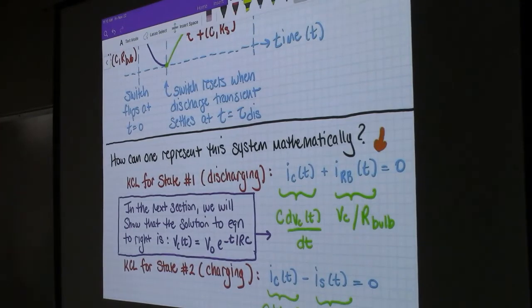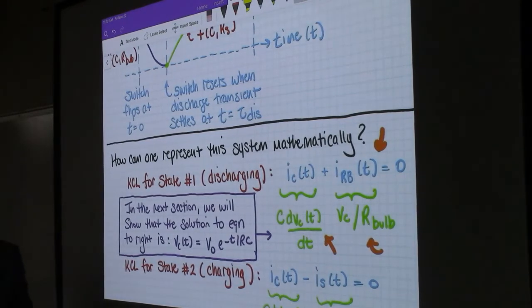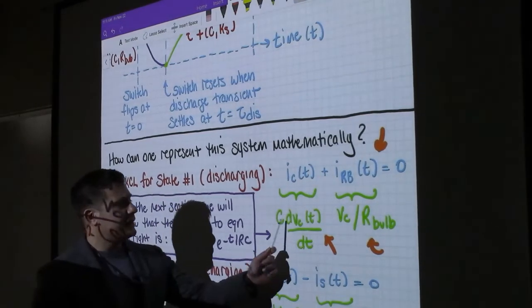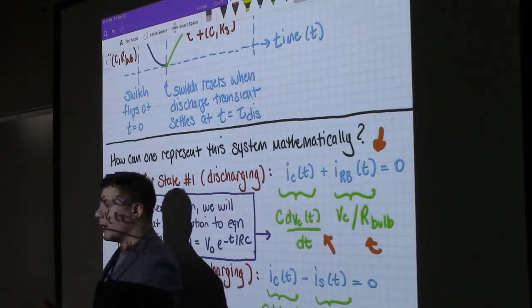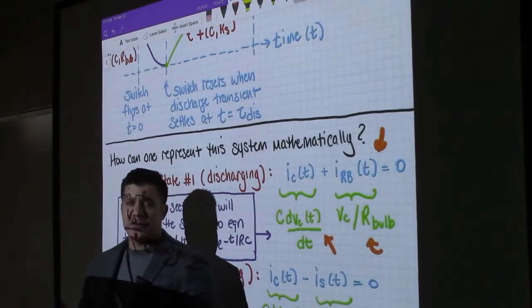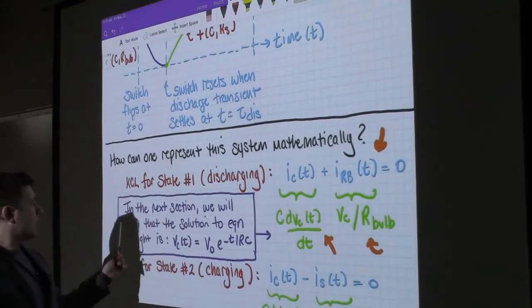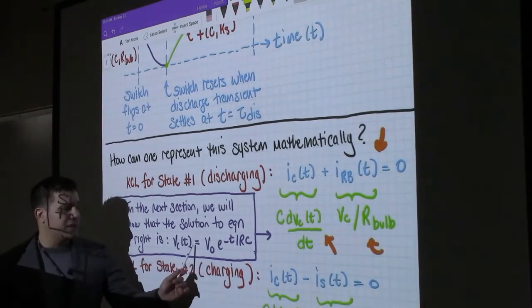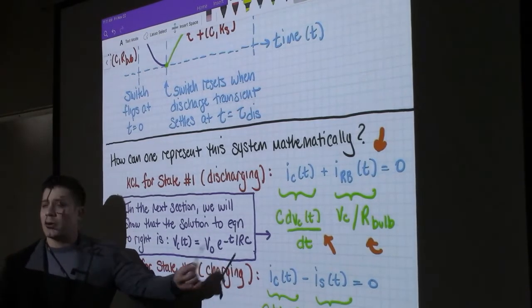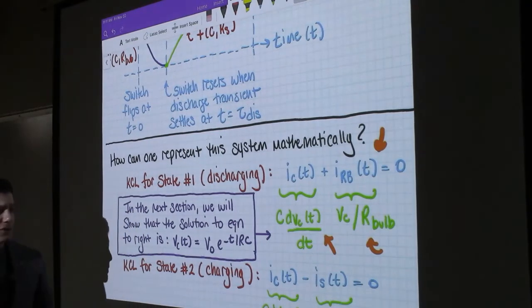We can also apply Ohm's law and the VI relationship for the capacitor, which allows us to substitute and say C dV/dt plus VC over R bulb equals 0. So this is going to be our first order differential equation that we have to solve in order to get the transient. Now, in the next section, we will see that the solution to the equation to the right is VC equals some initial condition times e to the negative t over RC. Exponential response, again, like we've seen before. And we're going to talk about how to solve it.